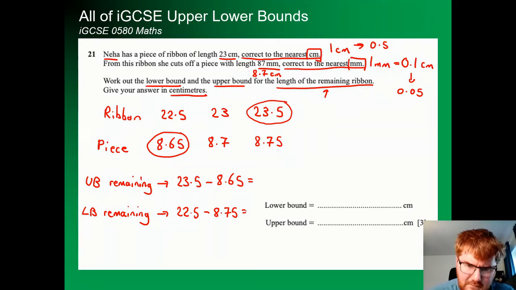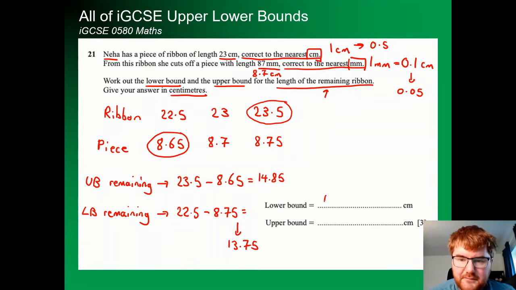8.75. So if we work those out, 23.5 minus 8.65, again you can do on your calculator, this is 14.85, and if you want the lower bound, if we take these away, we can get 13.75.